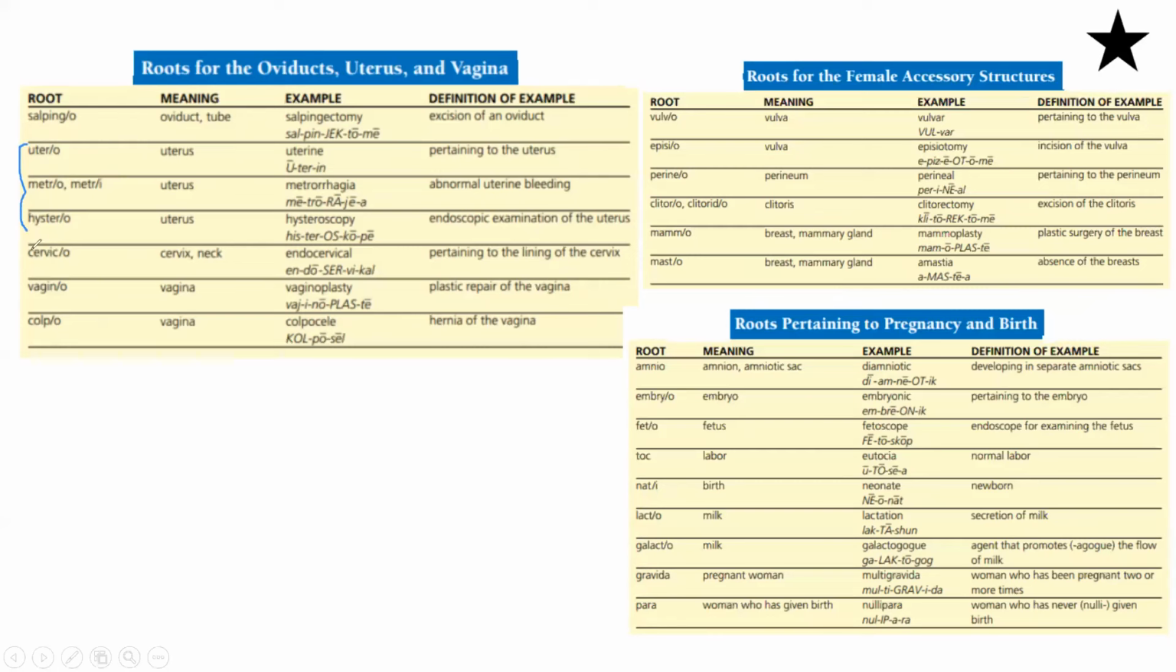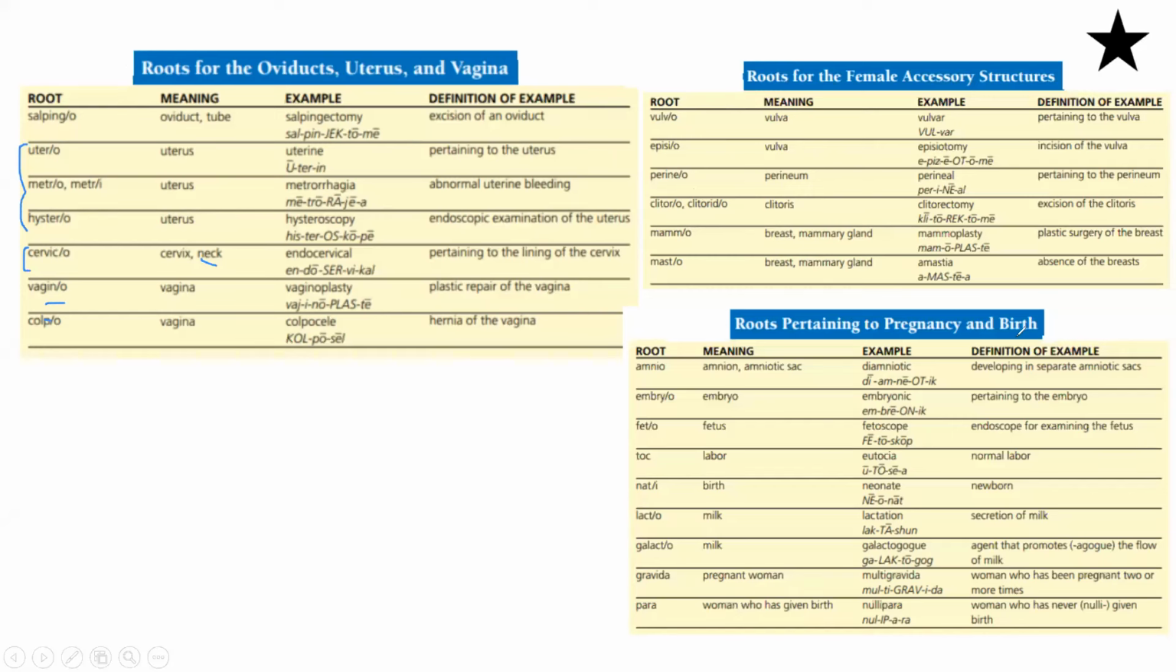Then cervico for the cervical part of the uterus, cervix. The meaning for this cervix is neck. Then vagino, then colpo is also for vagina. Then for female accessory organs, we have got vulva, episio also for vulva, perineo, perineum, clitoris, mammo for breast, masto for breast.